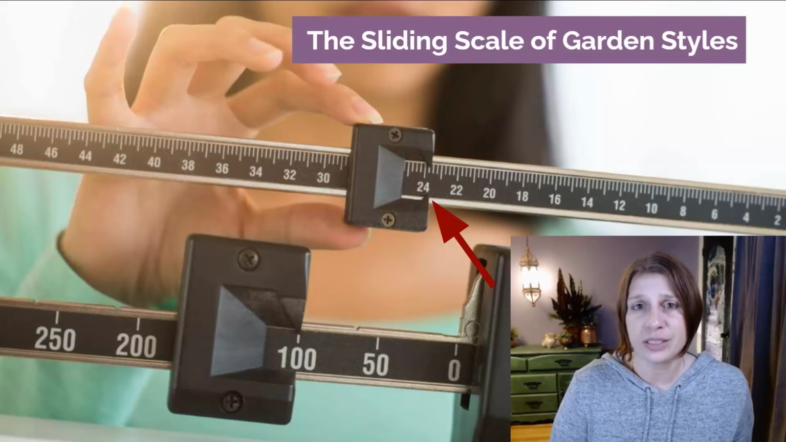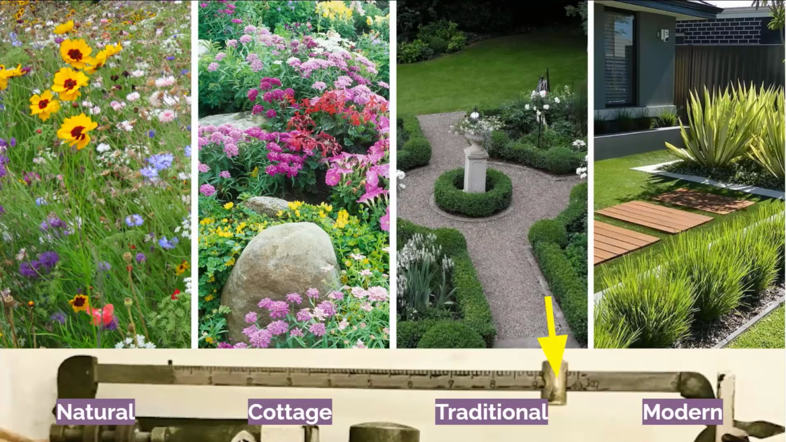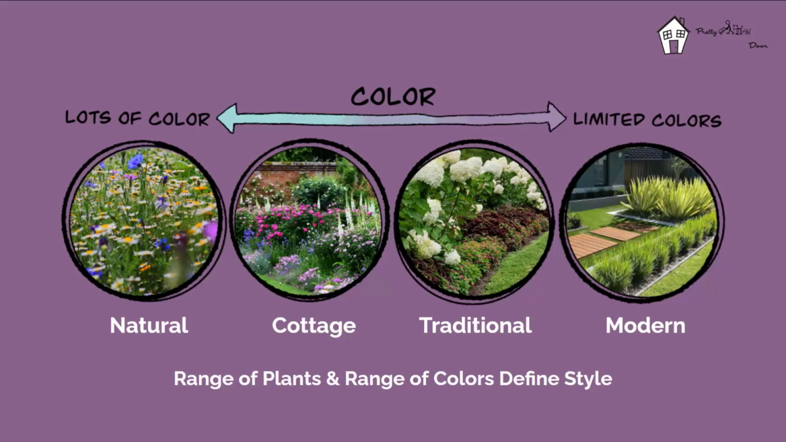There's so many possibilities. So the order goes from natural to cottage to traditional to modern or contemporary. And this basically is from the most rustic and colorful, which would be natural style, to the most refined and sleek, and that's contemporary. On the sliding scale, the range of plants and the range of colors that you use will help you to define the style. So it's not necessarily the plants you use, it's the range of color that you use and the range of amount of plants, like the variety of plants that you're using.